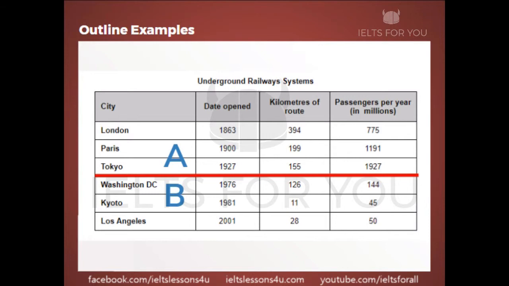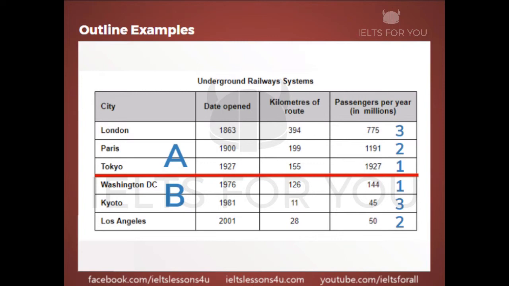Now, for this kind of table type, we're going to need to think additionally about the order. So in paragraph A, we have 3 cities. Which one do we explain first? Which one second? Which one third? Okay, so that's going to be our second consideration for the body paragraphs. And I would suggest doing it in this way, starting with the most popular and working your way down. So first Tokyo, then Paris, then London. And then in paragraph B, Washington, D.C., Los Angeles, and Kyoto.